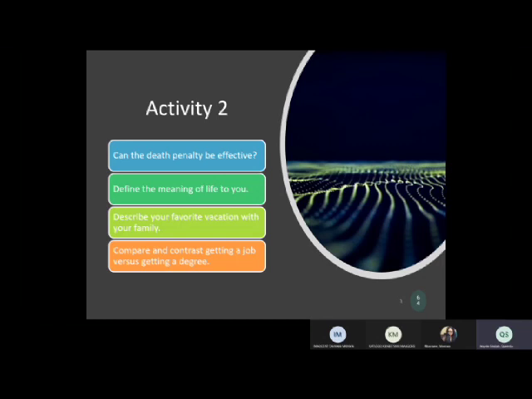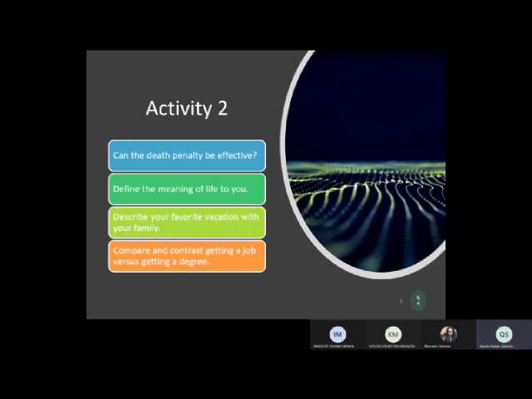Can the death penalty be effective? So the first one is, can the death penalty be effective? What type of essay will that be? Then you have to define the meaning of life to you. Then describe your favorite vacation with your family. And then compare and contrast getting a job versus getting a degree.